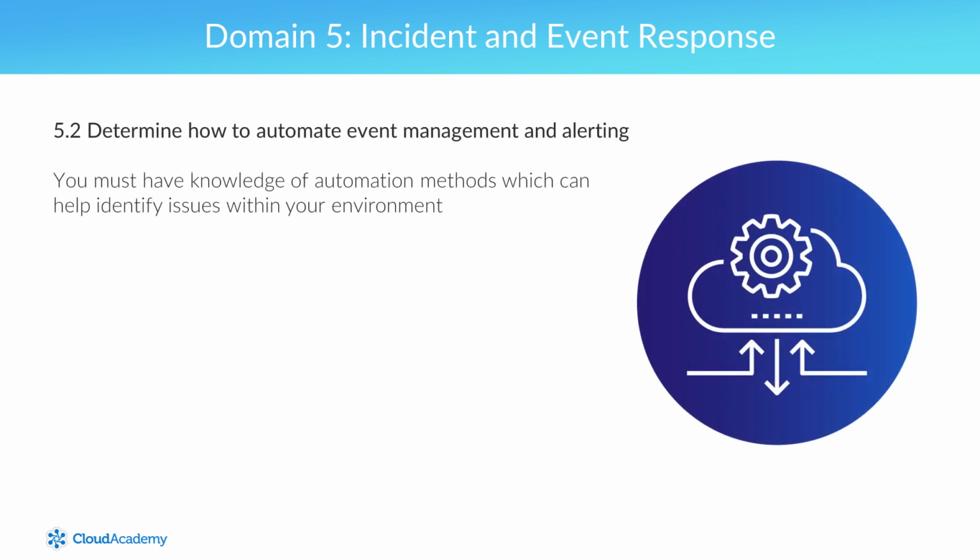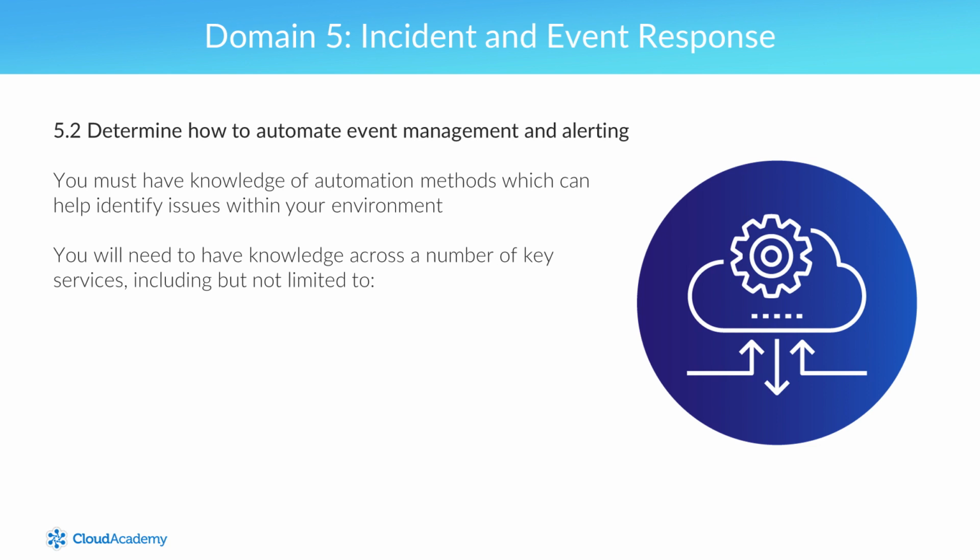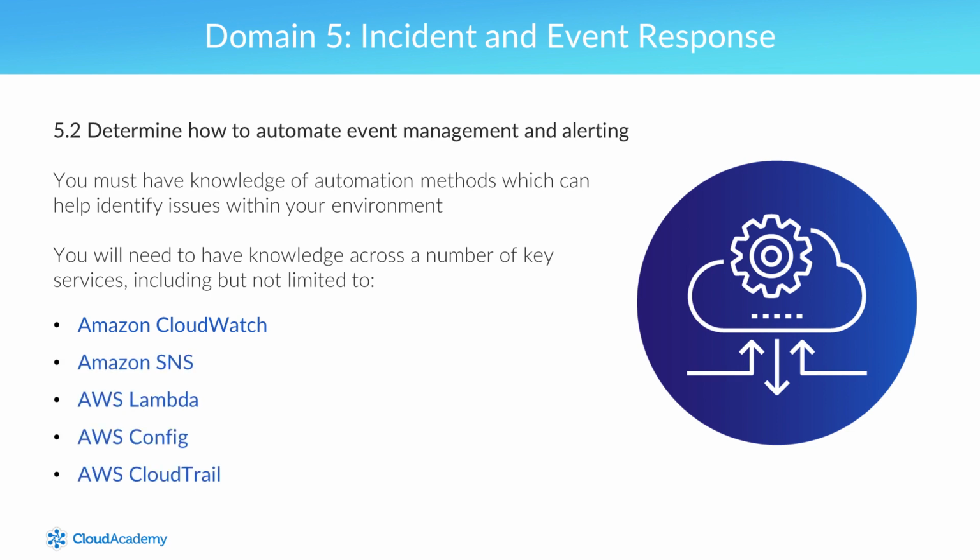Determine how to automate event management and alerting. You must have knowledge of automation methods which can help identify issues within your environment. You will need to have knowledge across a number of key services, including but not limited to Amazon CloudWatch, Amazon SNS, AWS Lambda, AWS Config, and AWS CloudTrail.